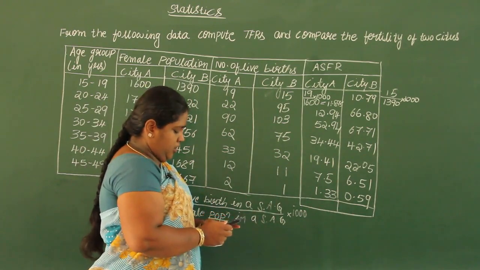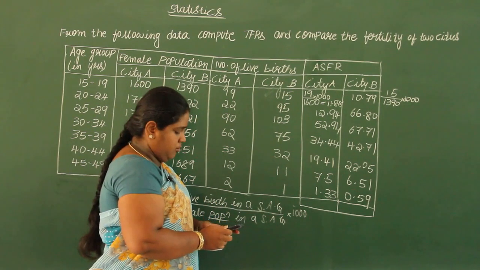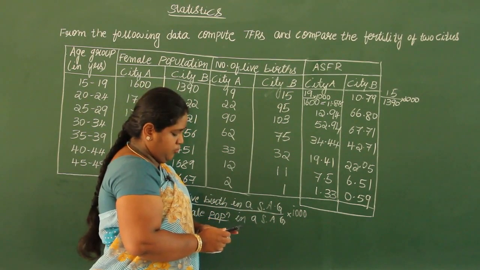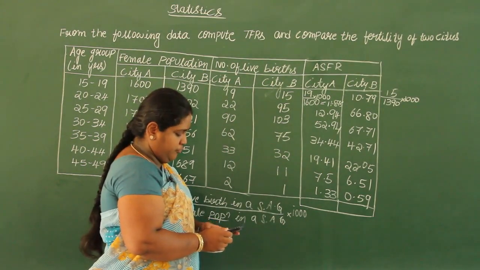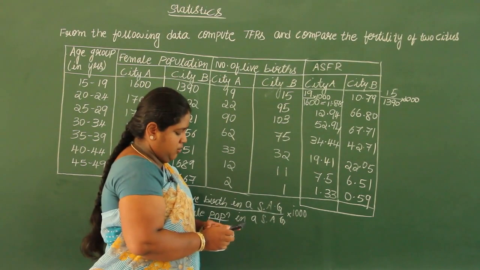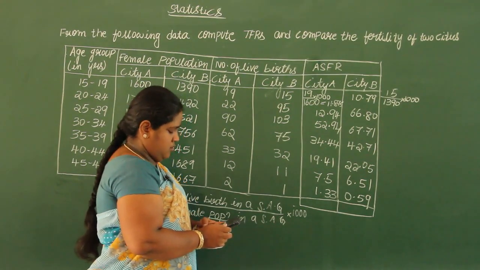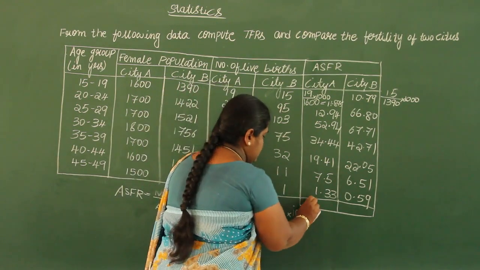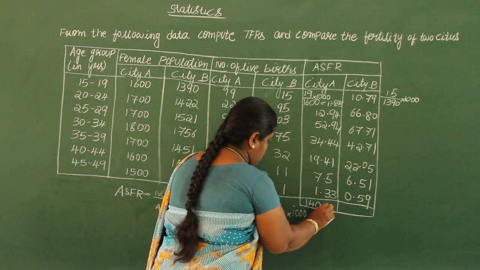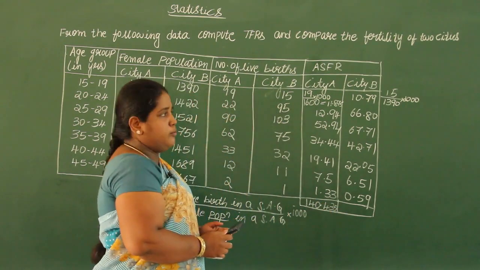Now do the total of ASFR of A and the total of ASFR of B. So 11.875 plus 12.94 plus 52.94 plus 34.44 plus 19.41 plus 7.5 plus 1.33. So the total is 140.435.